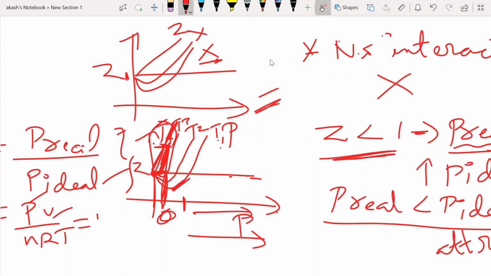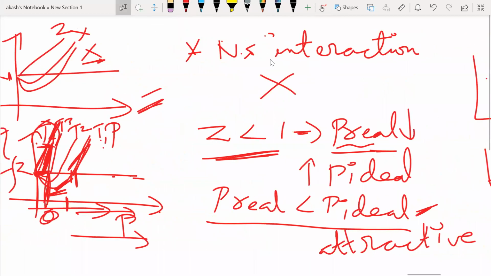Now, when I keep on increasing the pressure, when I keep on compressing the gas, the gas molecules will come closer, and if they're really close to each other, obviously their repulsive forces will dominate. That's why you see after a particular point, the repulsive forces are dominating, and the Z value is greater than 1. But at smaller pressures, since they're a little far away from each other, the Z value is lesser than 1.